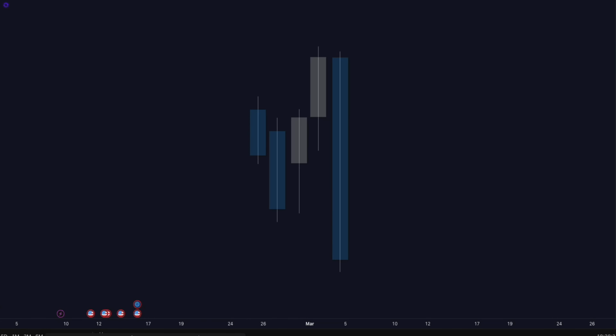Alright, so this will be a very quick video regarding how to identify momentum, and you can utilize this on both higher time frames and lower time frames. But of course, the higher the time frame, the more reliable it will be.